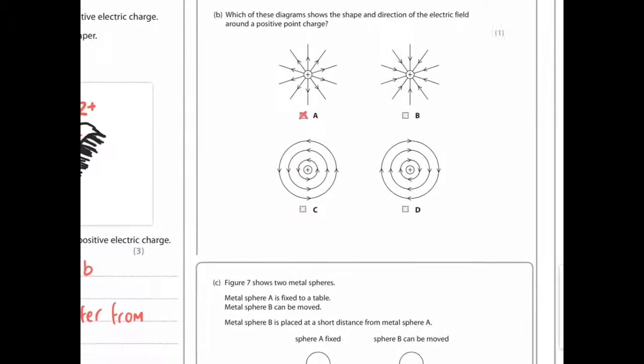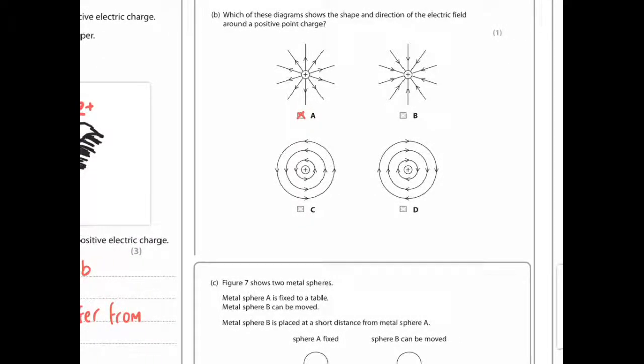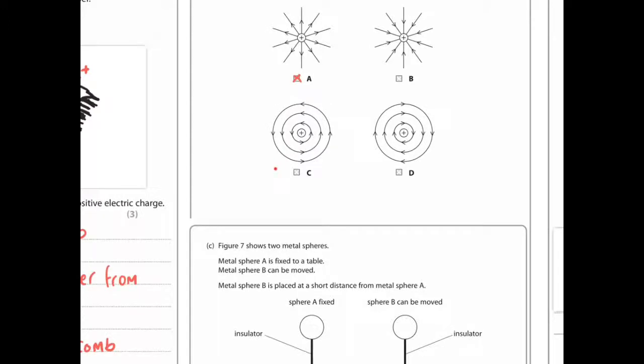Which of these diagrams shows the shape and direction of the electric field around a positive charge? Well, for a positive charge, you always have field lines moving from positive to negative, so that's what you should get, moving outwards. These are field lines for a magnetic field, so these are completely wrong, and this is the wrong direction.